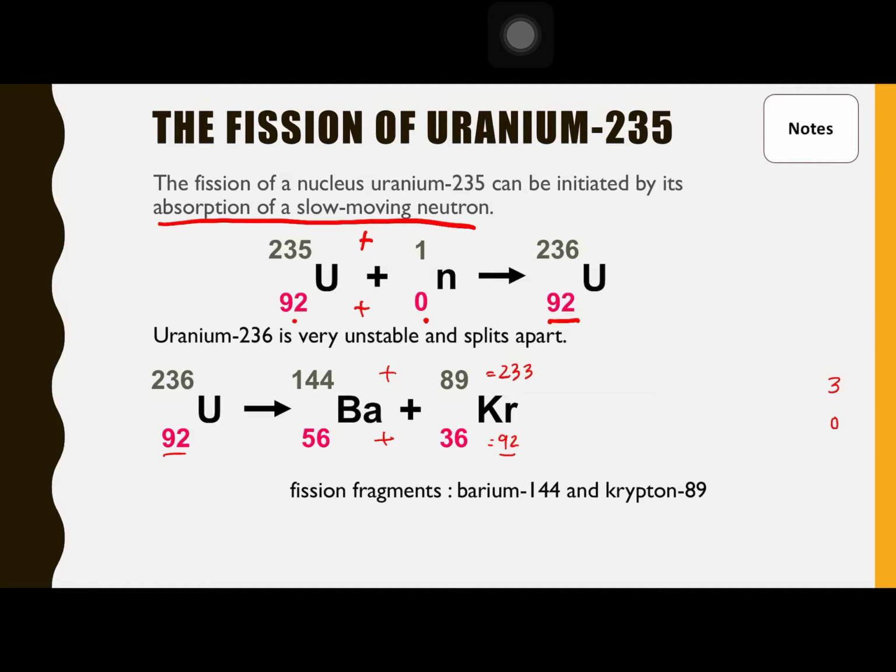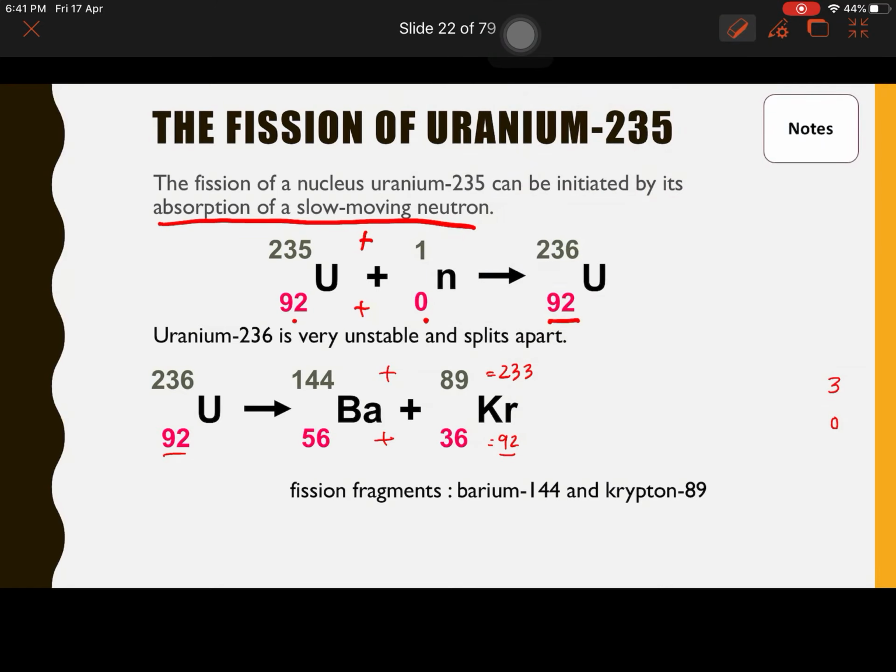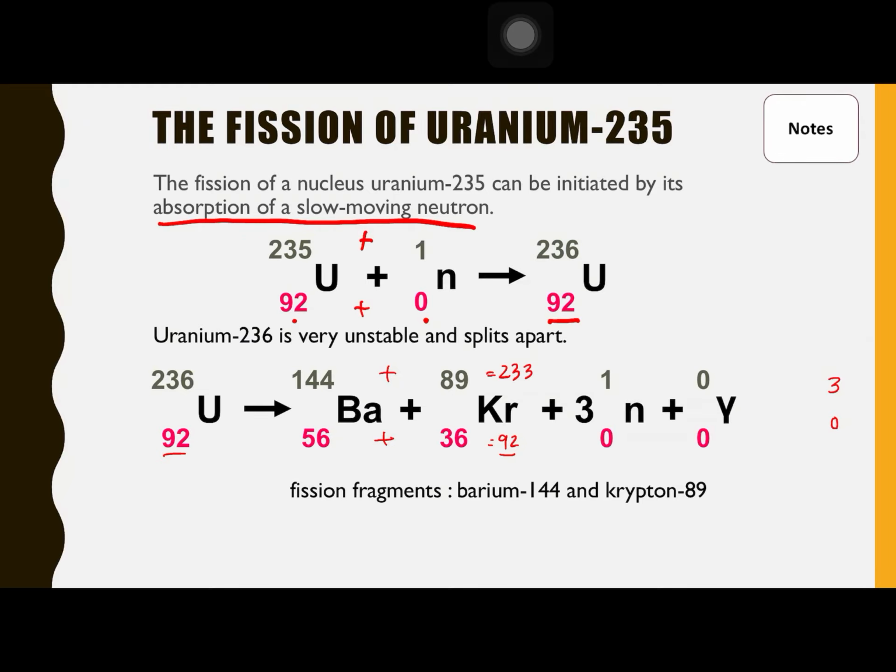Because the bottom number tells you the number of protons, you know that there are going to be some neutrons produced. How many neutrons will be produced? 3 of them, because each neutron has a mass number of 1 and a proton number of 0. Okay, and then some gamma radiation.